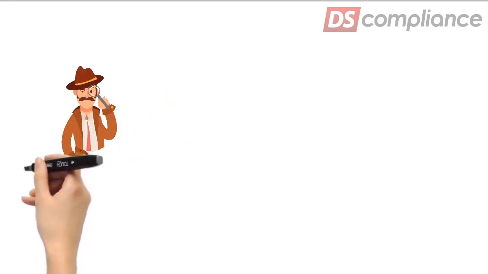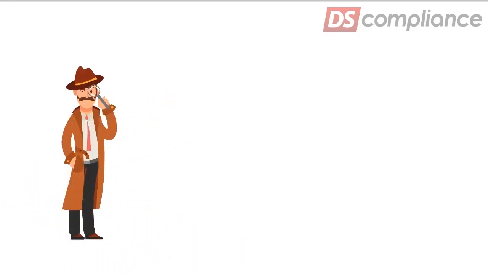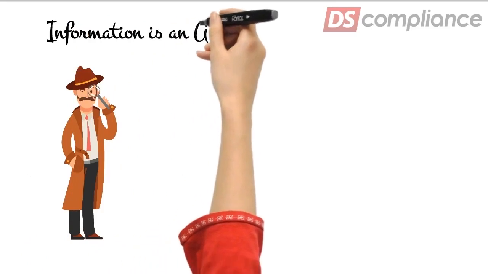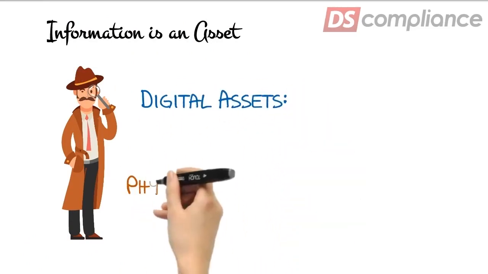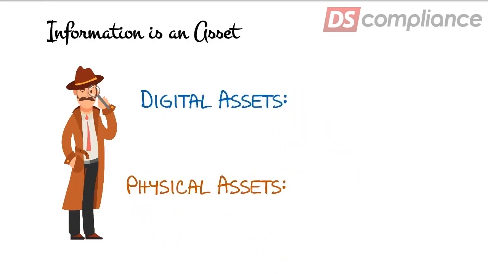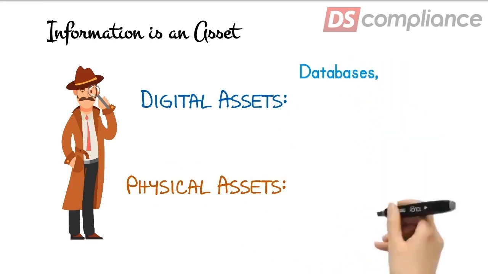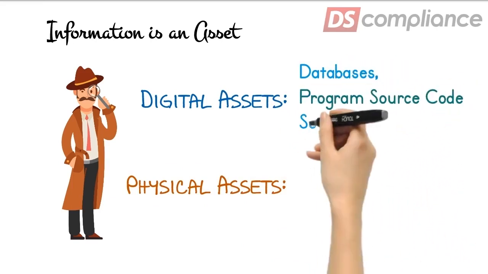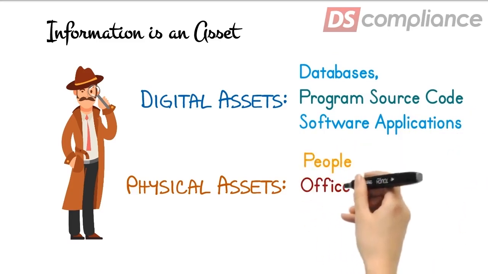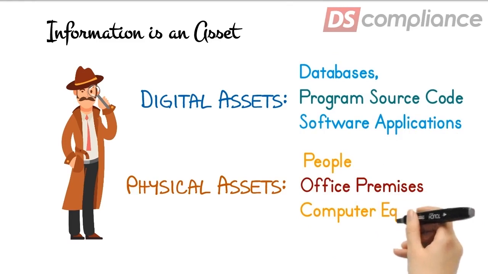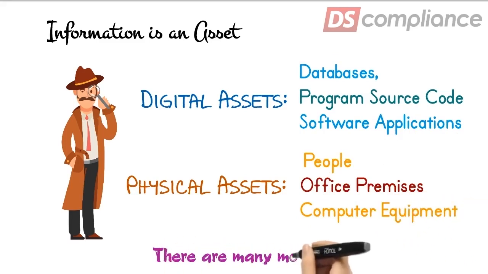In the context of ISO, information is anything of value to the organization and which must be protected. Information can therefore be considered an asset and can be broken down into two types: digital and physical. Digital assets are things like databases, program source code, and applications like accounting systems. Physical assets comprise things like people, office premises, and computer equipment. These are just some samples and are intended merely to show you the distinction between the two types. There are many more.